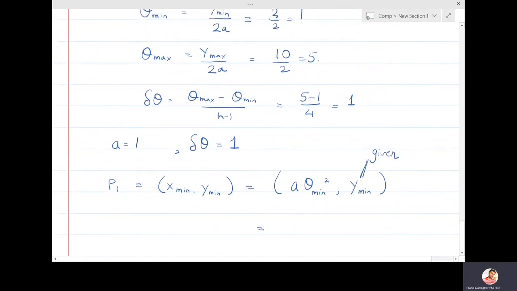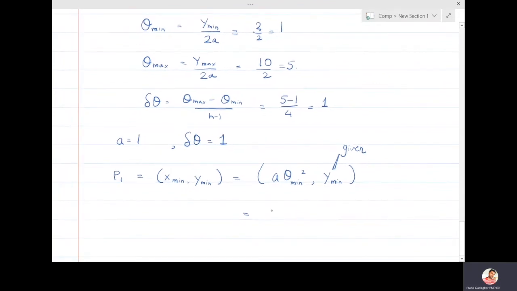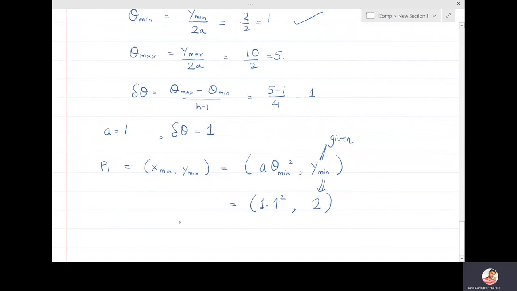So this means that a into theta min square, where a is 1 and theta min is also 1, and y min is given in the problem as 2, because y lies between 2 to 10. So the first point that I'm going to choose is (1, 2).